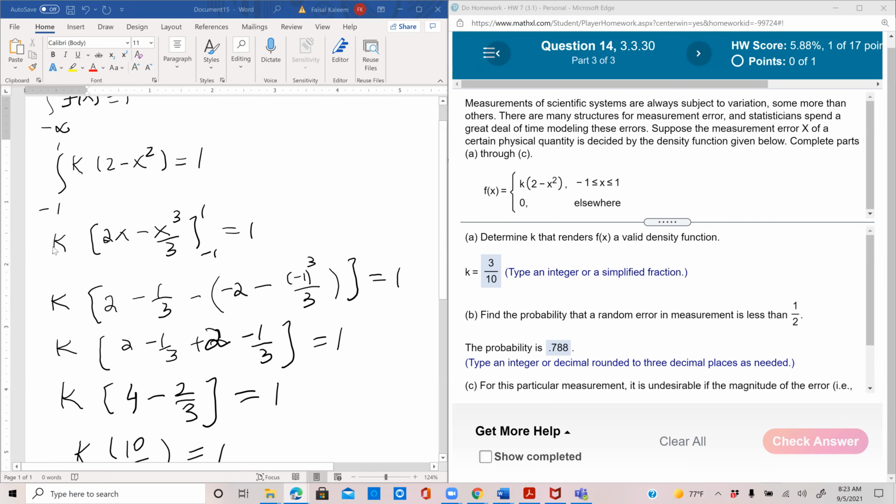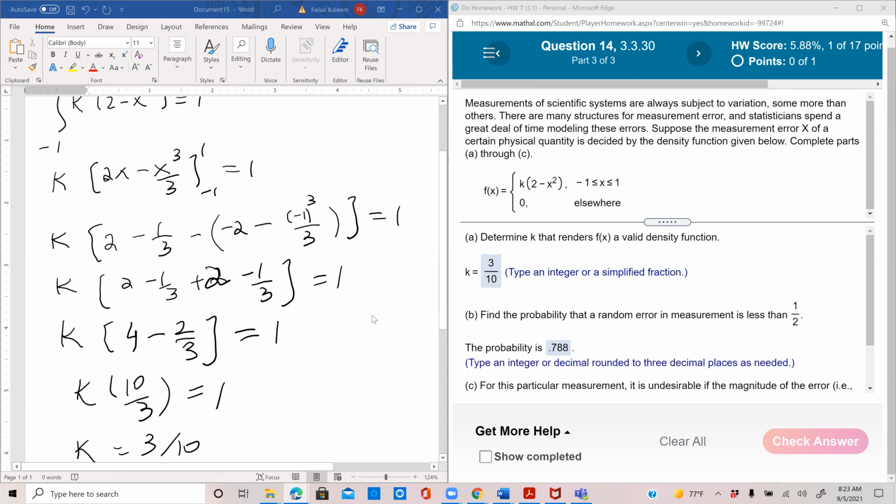So the k is a constant. Pull that out. Integral of 2 is 2x. Integral of x squared is x cubed by 3. Integral from -1 to 1. That's equal to 1. So put in the upper limit. 2 times x is 2, minus 1 by 3, minus the lower limit, -2 minus (-1) cubed by 3, equals 1.